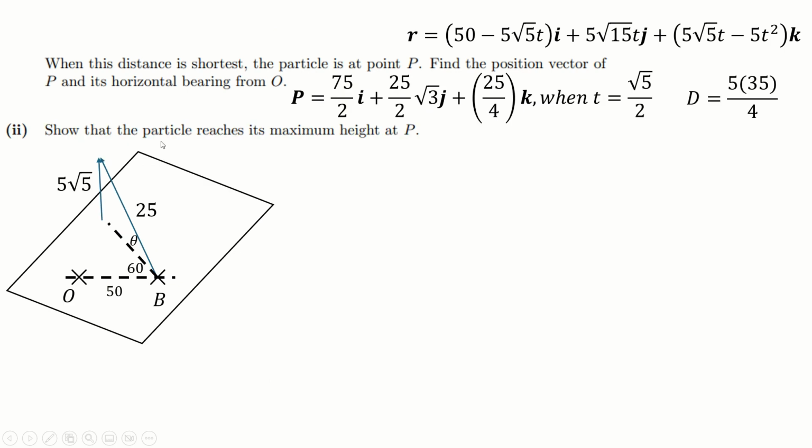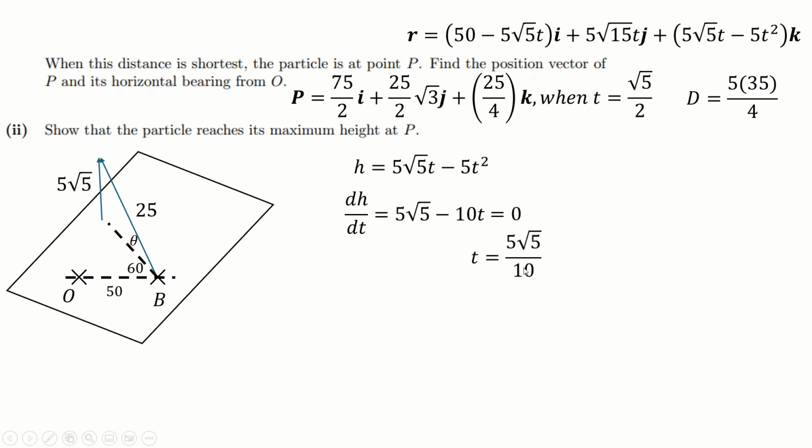Okay, good. Show that the particle reached maximum height at P. Well, if it's at its maximum height, that means its k value isn't changing, or if you differentiate its k component, it will be 0. So here's its k, here's the function for its k units. If I just take that and call it the height, and then differentiate, I can set that to 0 to find what t value gives me its maximum, right? So of course I can solve that, and I'll get this, and that happens to be the same t value for which you were at P. So therefore it reaches maximum height at P. It's happening at the same time. So there we can say that.